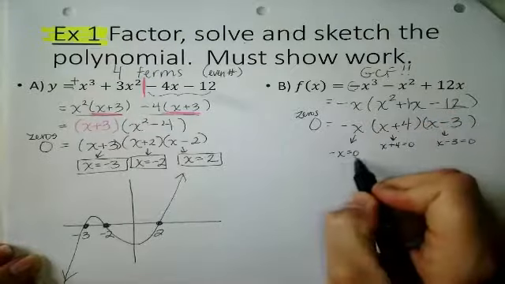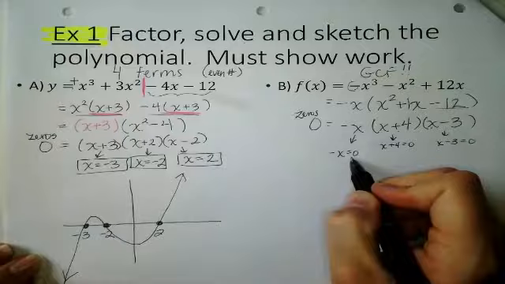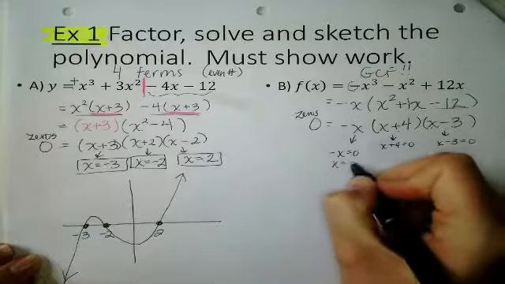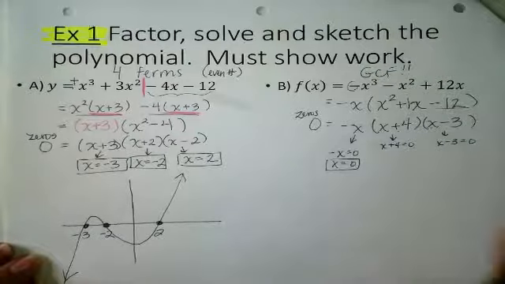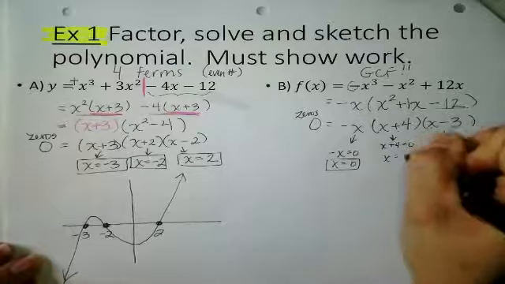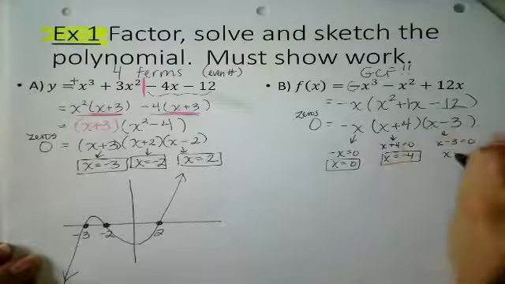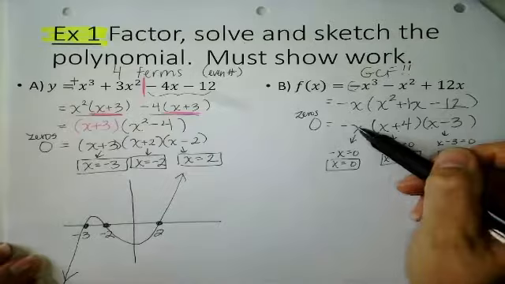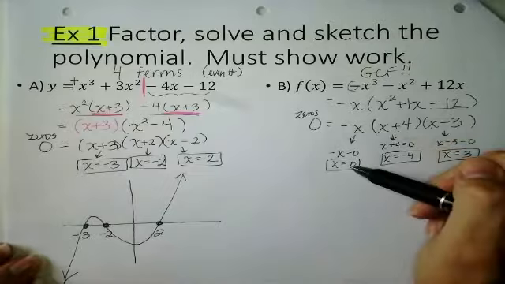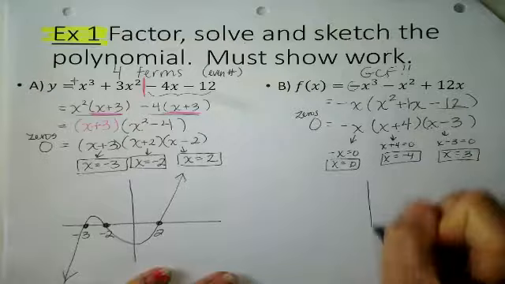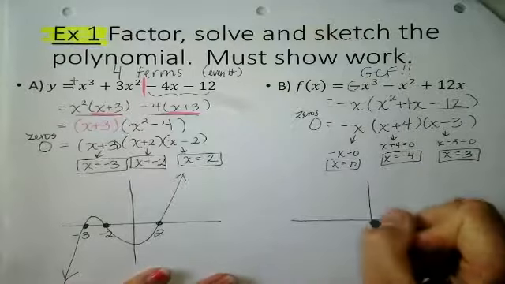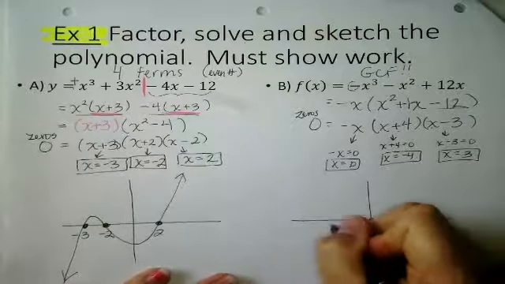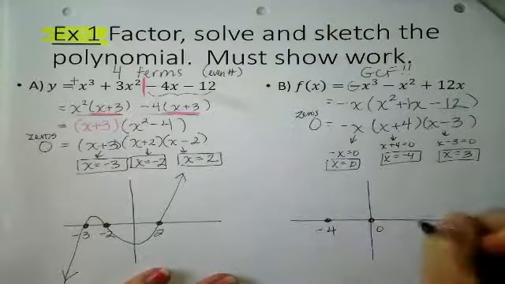Well, -x equals 0. Divide by -1, so x equals 0. That is one solution. Here, moving over the 4, we get x equals -4 and x equals +3. So yes, when there's an x that you can take out, it is a solution that is 0. So I'm going to make a sketch. So 0, -4, and +3.